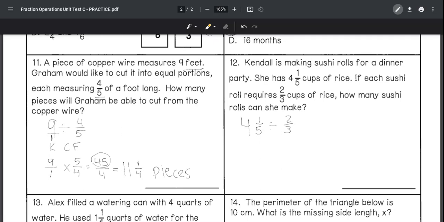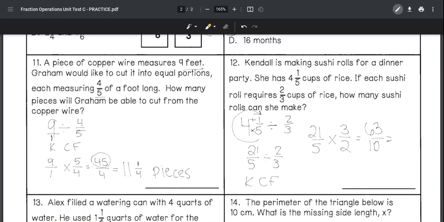So we're going to divide since we're splitting that rice up. I can use the keep, change, flip, but I can't yet because of that mixed number. So Mad C method, 4 times 5 is 20, 20 plus 1 is 21, so we have 21/5 divided by 2/3. So ready to use the keep, change, flip. 21/5 we're going to keep, change to multiplication, and flip so it's 3/2. 21 times 3 is 63. 5 times 2 is 10.